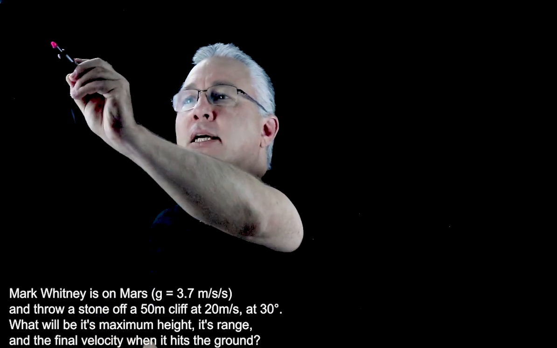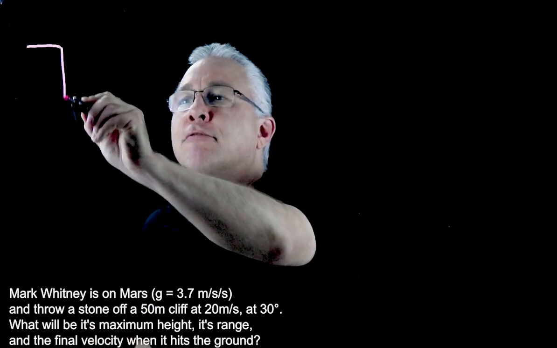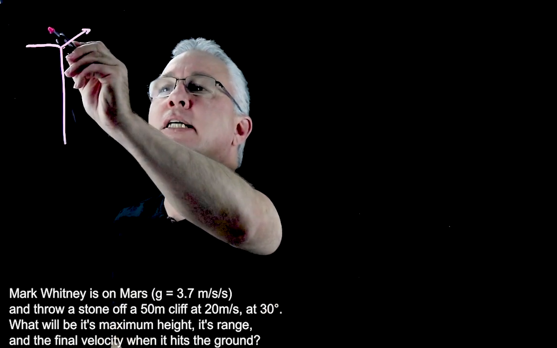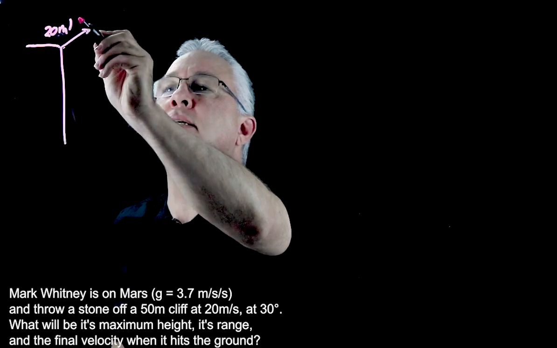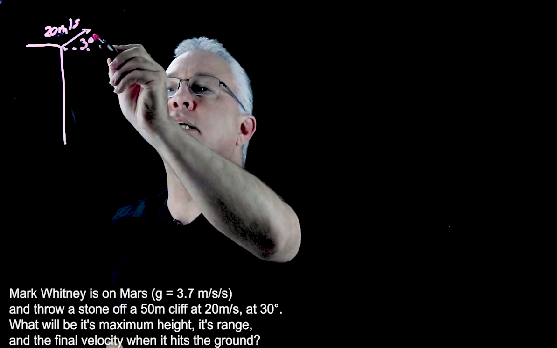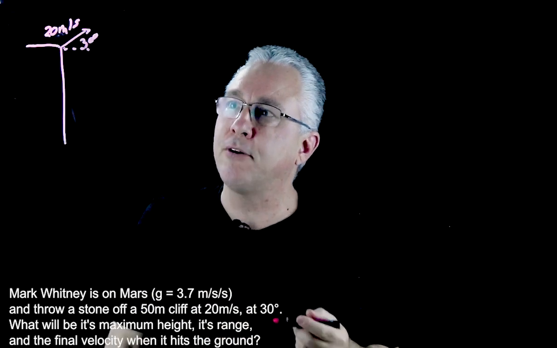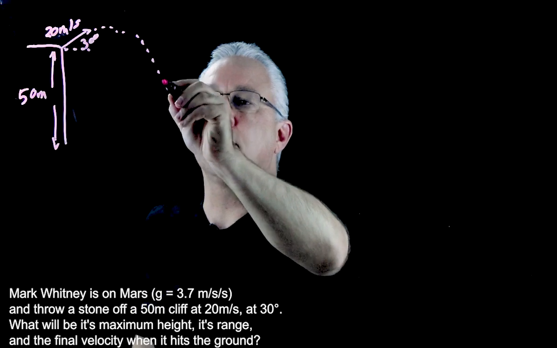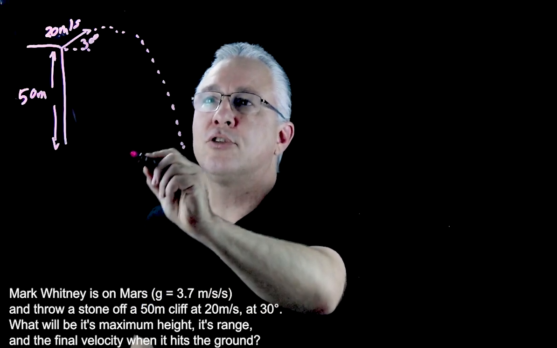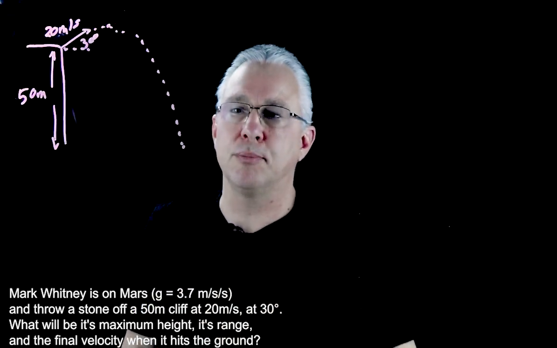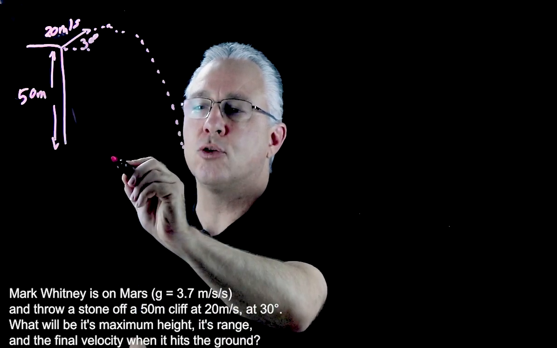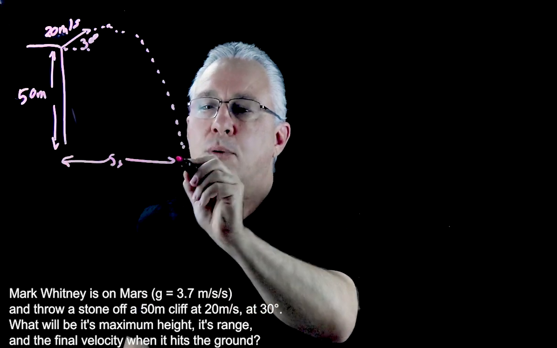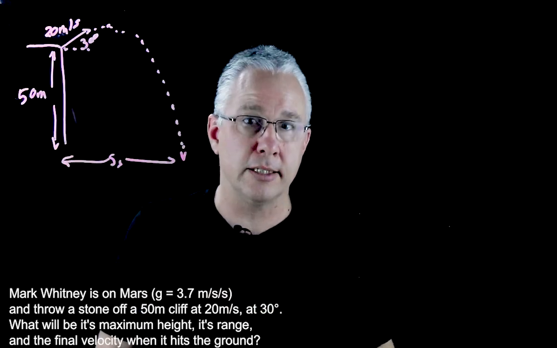So the situation looks a bit like this, and we have here my cliff, and I have here my launch angle, and we're told that the launch velocity is 20 meters per second at an angle of 30 degrees, and we know that the cliff has a height of 50 meters. And if I were to draw the path, it would go like this. We're interested in what is the height at that particular point, what is the range, what we call our displacement in the x direction, and finally, what is the velocity at which it strikes the ground.